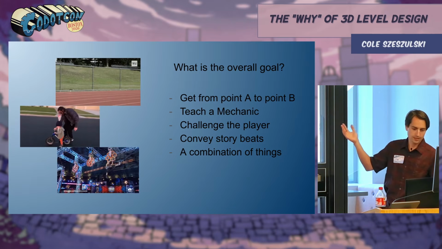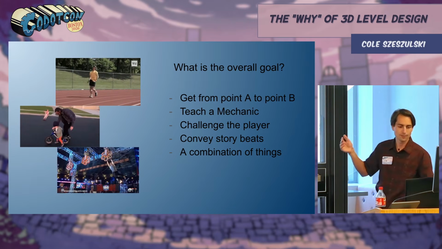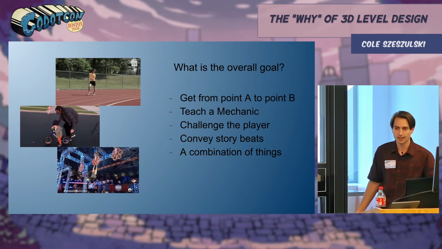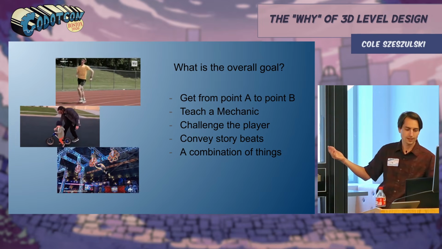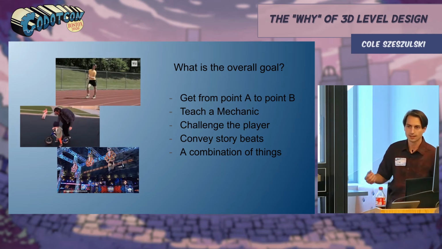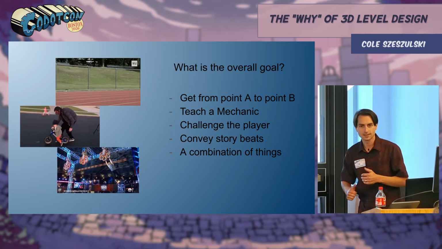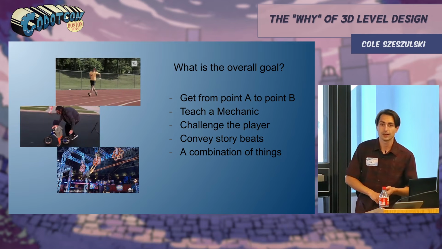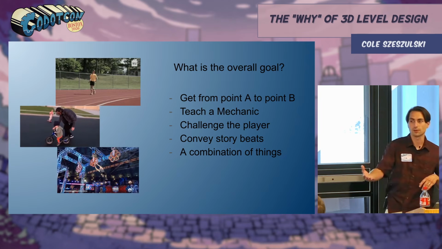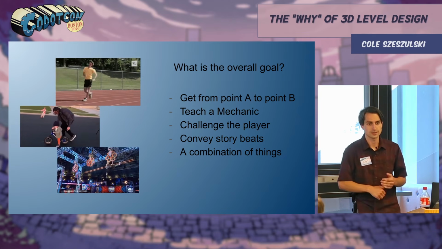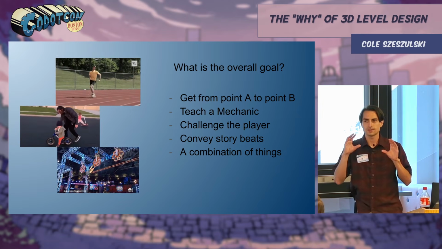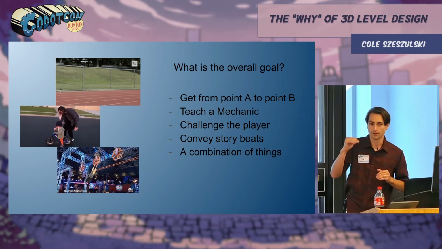Some examples of this might just be, I want to get from point A to point B. I want to teach the player a mechanic. I want to challenge the player based on the previous mechanics that I taught. I want to convey story beats. It could be a combination of things. Maybe it is the tutorial level and you want to teach the player some stuff and also convey some story beats. It's having a plan for what those are.